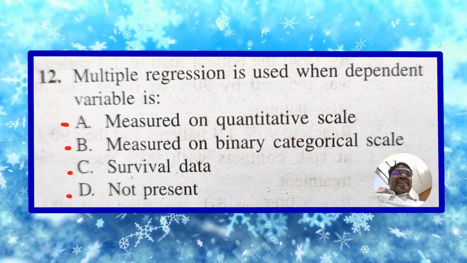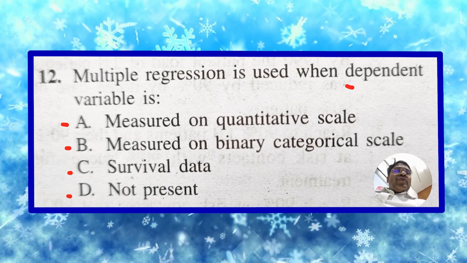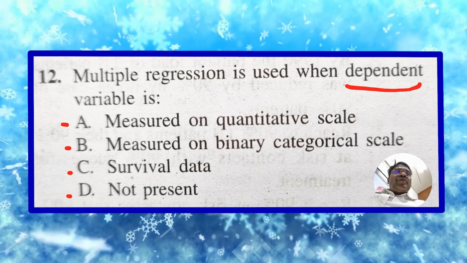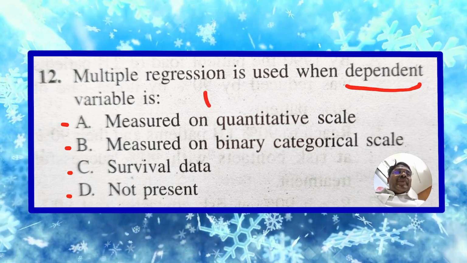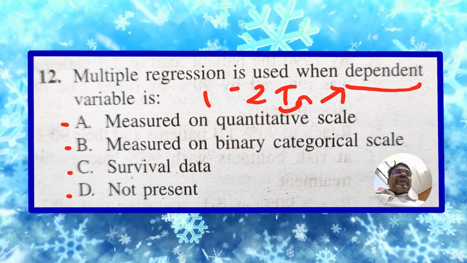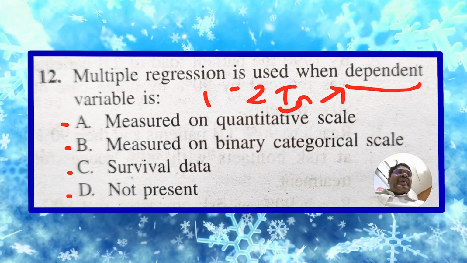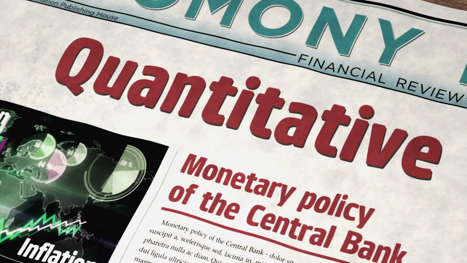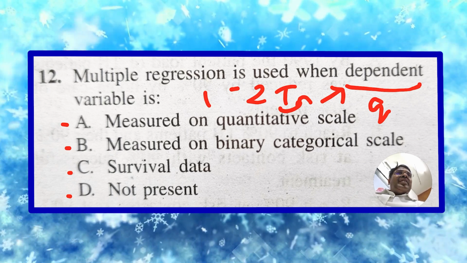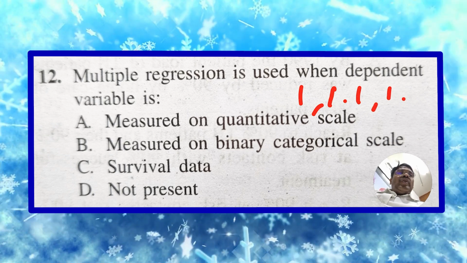Multiple regression is a statistical technique that predicts the value of one dependent variable based on the values of one or multiple independent variables. Okay, the independent variables predict the dependent variable. So it is particularly useful when the dependent variable is on a quantitative scale. Quantitative scale meaning it can take on a wide range of continuous values, 1, 1.1, 1.2.